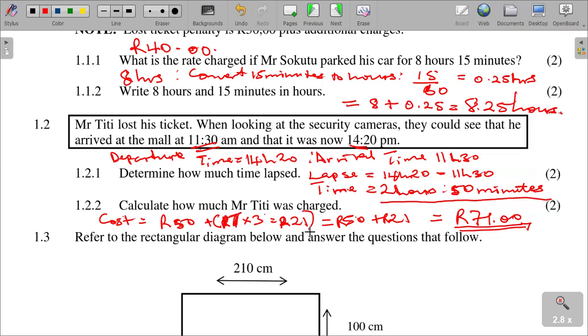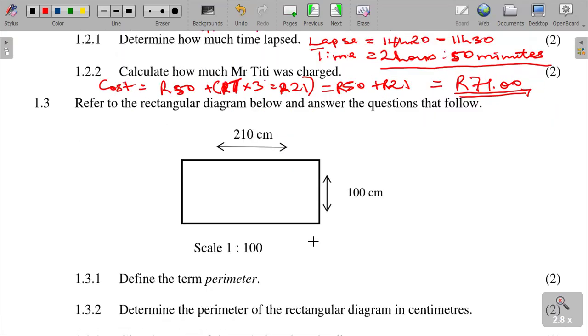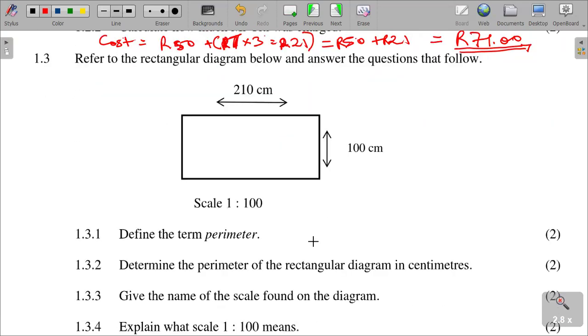Refer to the rectangular diagram below and answer the questions that follow. The rectangular diagram that is given there. And then define the term perimeter. Perimeter is actually the total length of the sides of a shape.